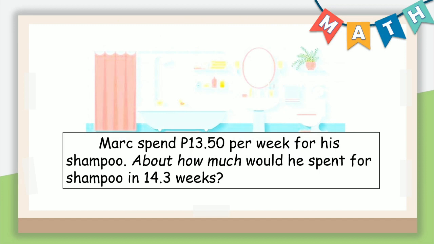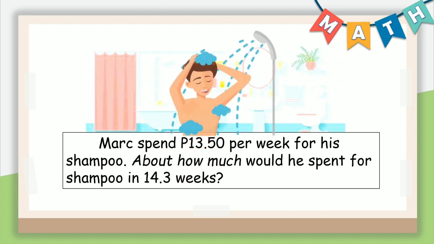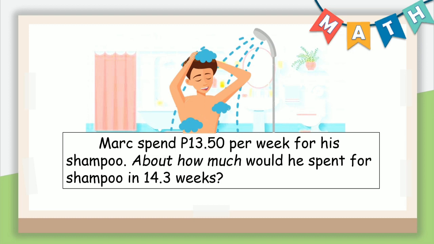Let's understand more of our lesson with Mark's problem. Mark spent 13 pesos and 50 cents per week for his shampoo. About how much would he spend for shampoo in 14.3 weeks? So, sa problema ni Mark, hinahanap natin ang nagastos niya sa nagamit niyang shampoo sa loob ng 14.3 weeks. We are going to find the product of the given numbers through estimating.